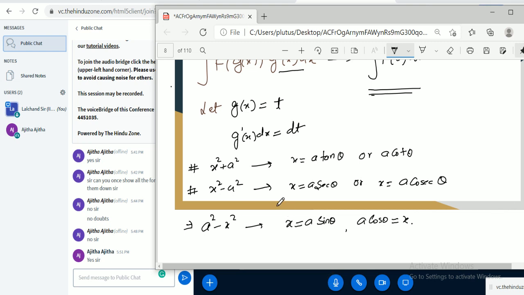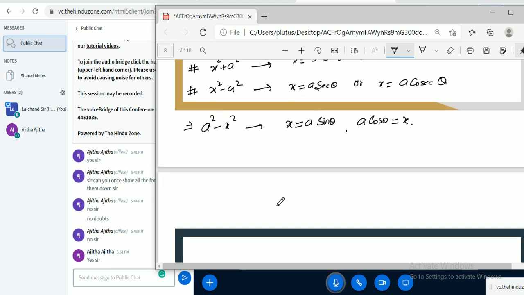So these are few common substitutions we try several times. Let us try to solve a few questions based on the substitution formula. Okay. So here the first question is simply the integral of cos cube x into square root of sin x into dx.